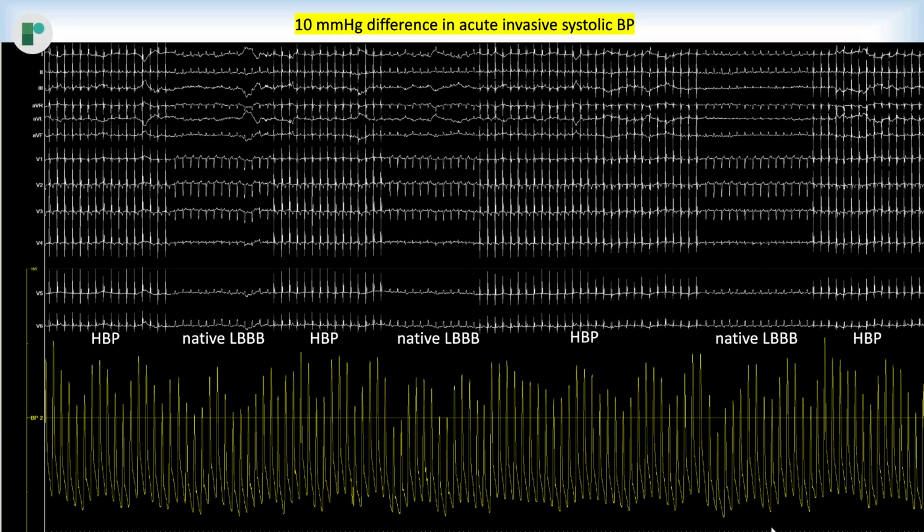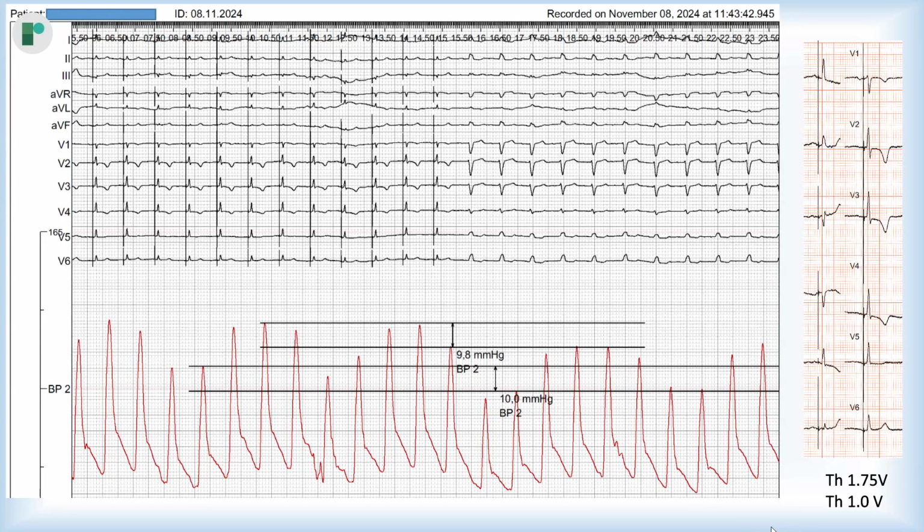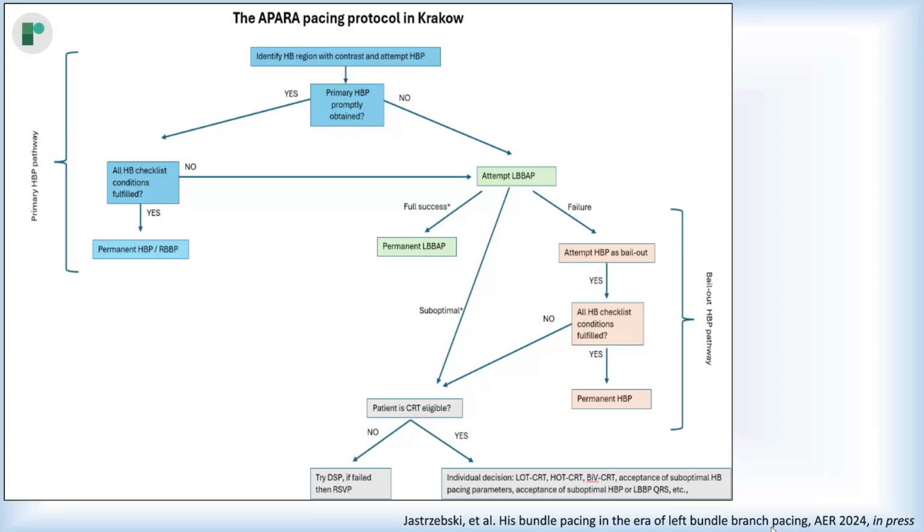There's a lot of variability related to breathing. But if you measure precisely, there is a 10 millimeter difference between the upper and lower values during the His bundle pacing and native rhythm. So I knew that the His bundle pacing is working, and the threshold was not that bad. So I decided to keep them both.